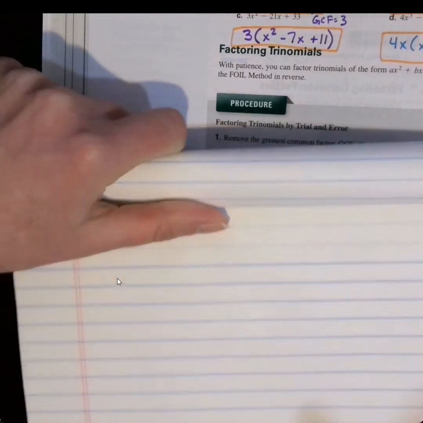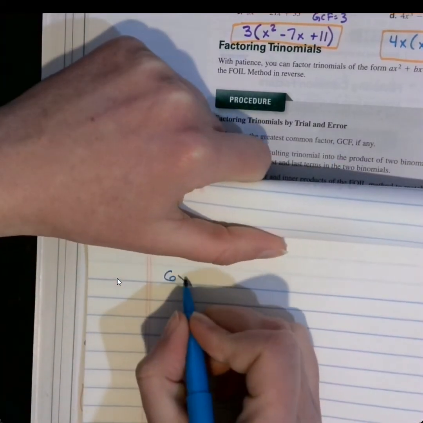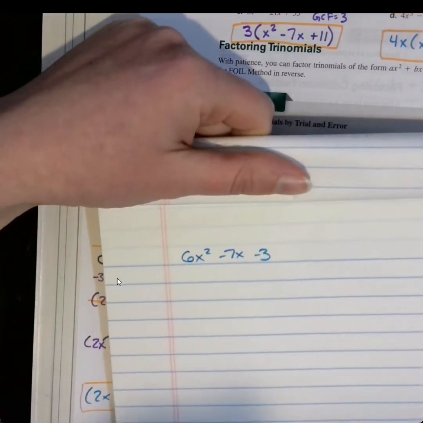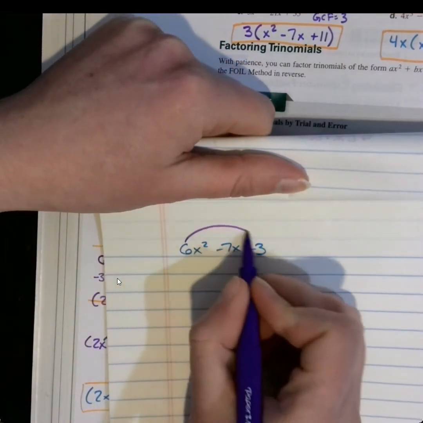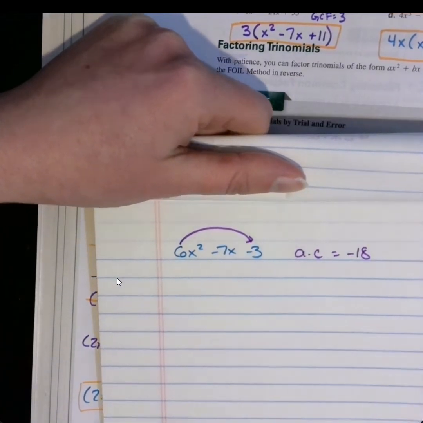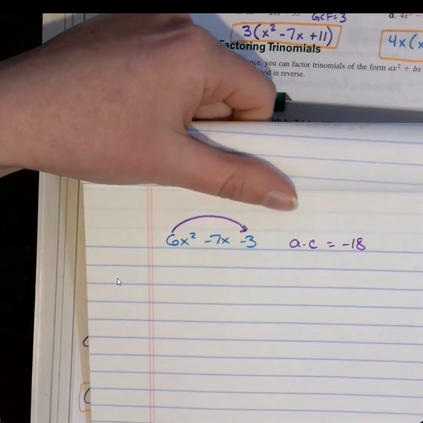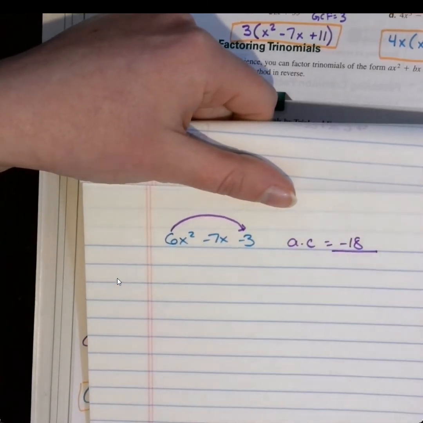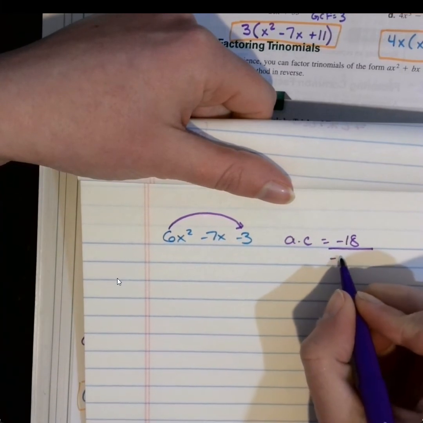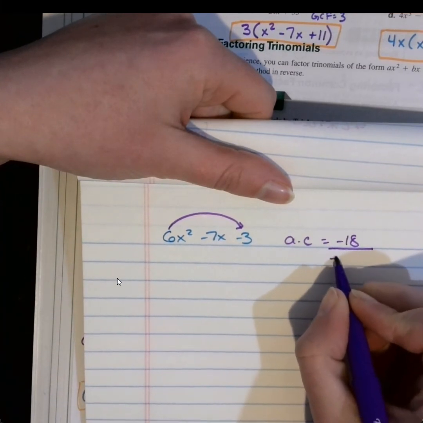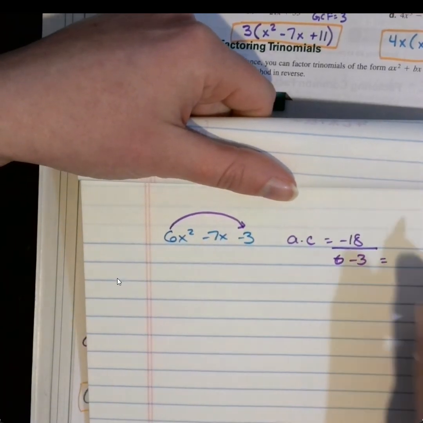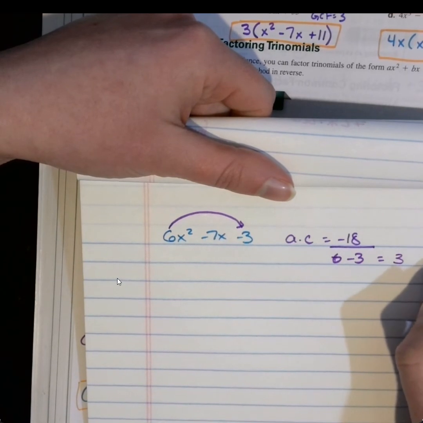So same question. It's still going to be 6x squared minus 7x minus 3. Just for fun, the AC method's going to start us off with a times c, which is negative 18. And we're going to use the negative 18 and break that up and try to get to negative 7 as a product. So we're going to think about things that go into negative 18. So for example, I could do 6 minus 3, because 6 times negative 3 is negative 18. And that would get me 3, and that does not work.